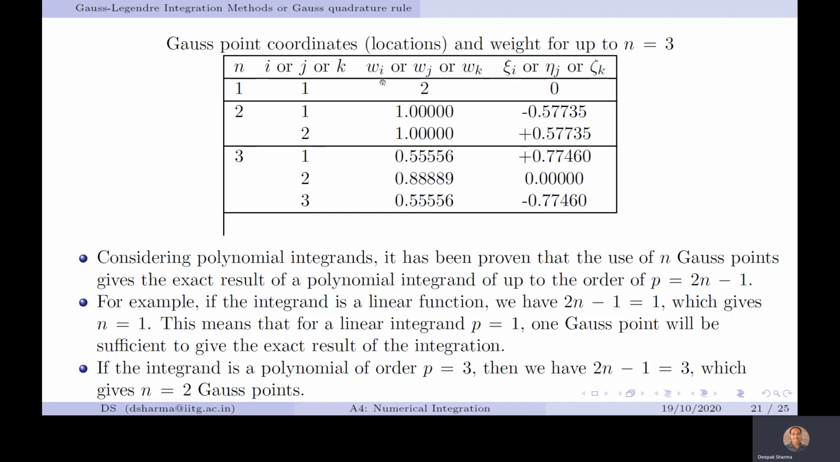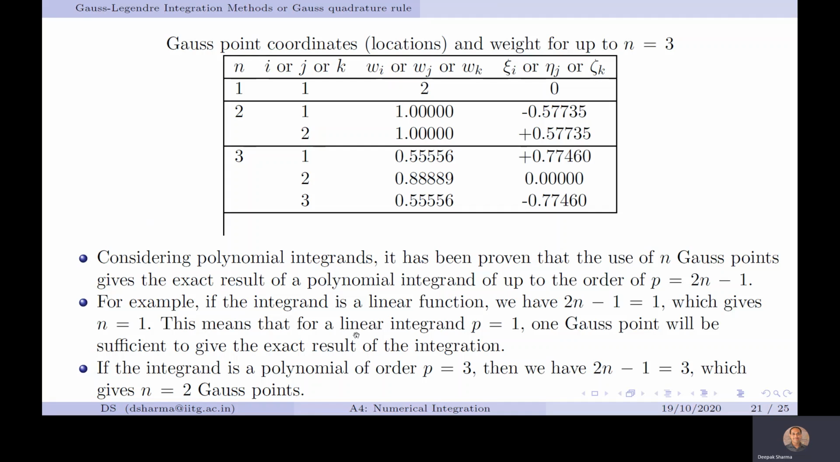And we are going to have the different kinds of weights and the different Gauss points as well. Here, it is important to note that, considering a polynomial integrand, it has been proved that the use of n Gauss points gives the exact result for a polynomial integrand of up to the order of 2n minus 1.